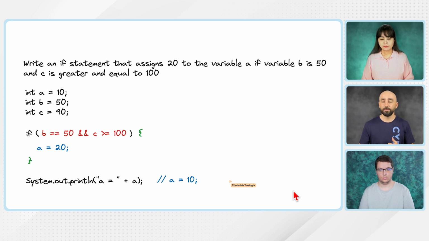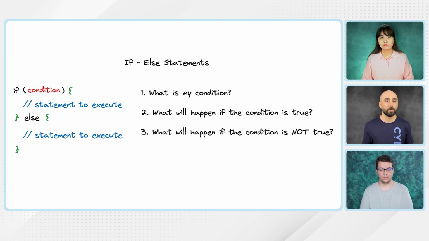Right now, the next part is if else. What is if else? If you paid attention to the first part, when we wrote our if statements, we never discussed what happens if the condition is not true. What's going to happen, right? Basically, we didn't put any statement to execute if the condition is not true. With the if else statement, we will do that now.